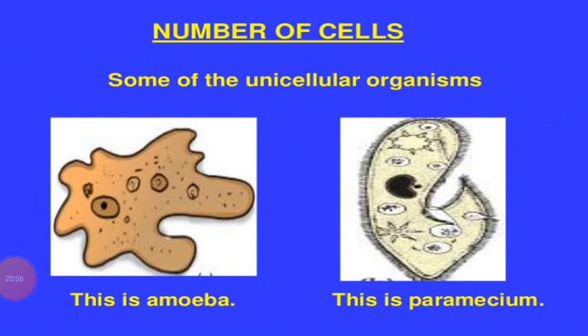Now there is one picture. This is the picture of some unicellular organisms like amoeba and paramecium. These are the examples of two organisms whose body is made up of a single cell, and with this single cell they are able to do all their body activities. They are able to perform all their body functions with the help of a single cell.